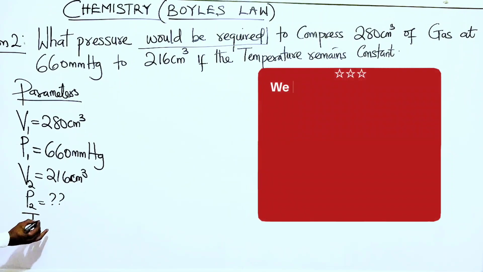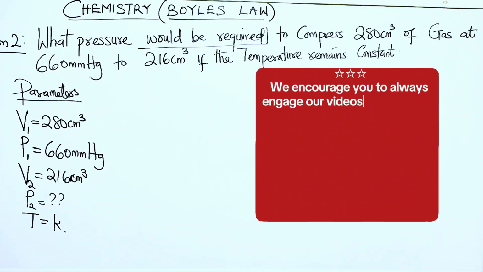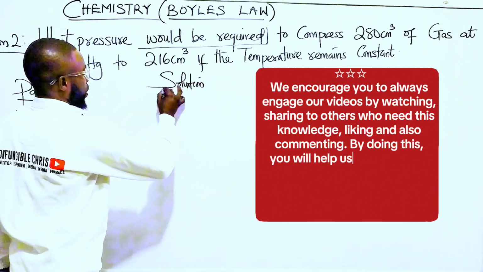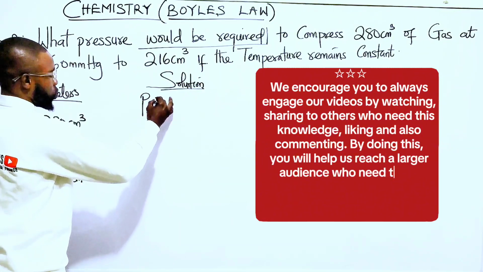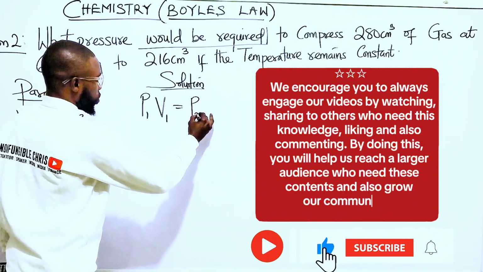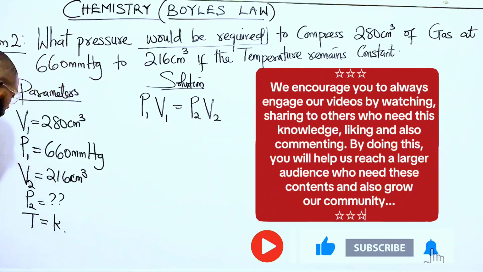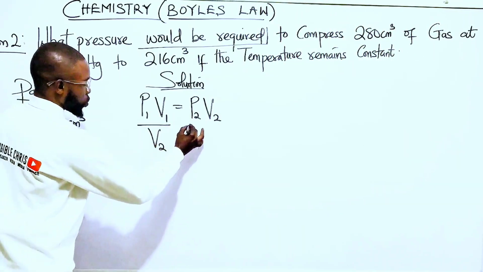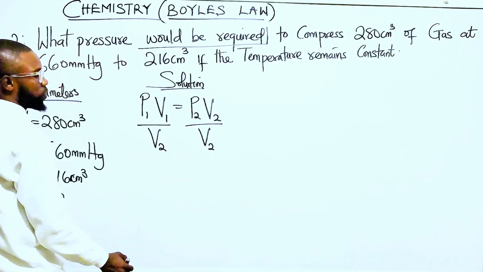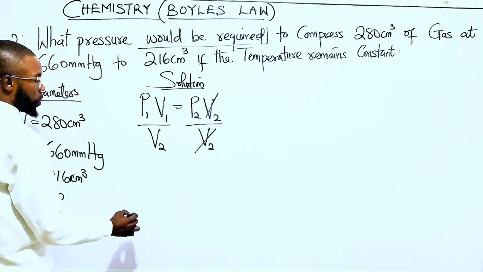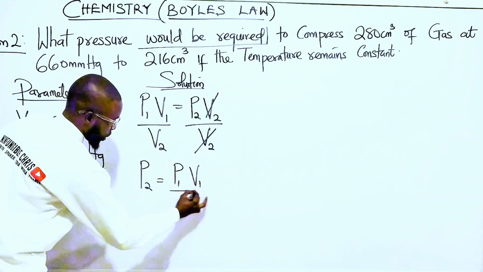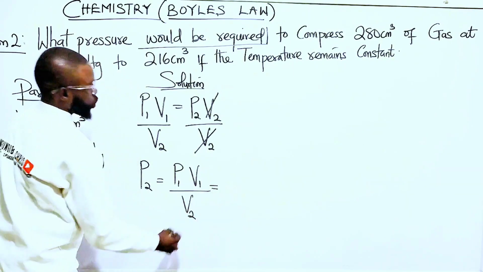And then I said our temperature remains what? Constant. That's K. Right. So looking at this, you know it's a Boyle's law question. So our solution to this, we know that mathematically P1 V1 is equal to P2 V2. And since we are looking for P2, it means we need to divide both sides by V2, right? Divide by V2, divide by V2. So that from that, V2 will take off V2 here. Our P2 becomes what? P1 V1 over what? Over V2.